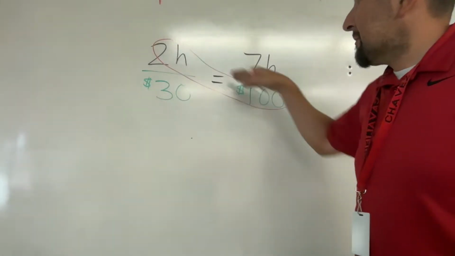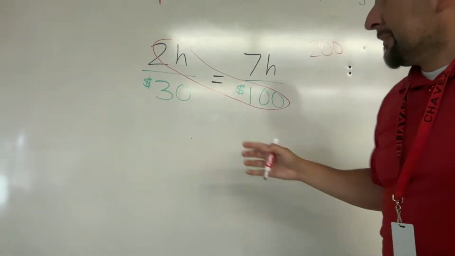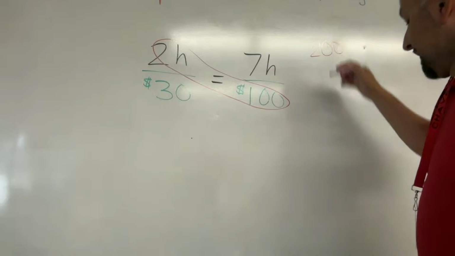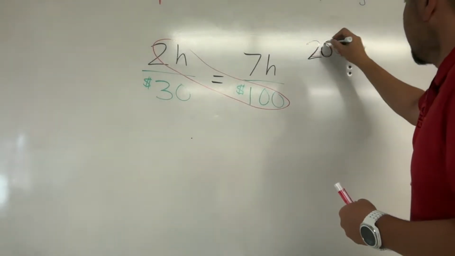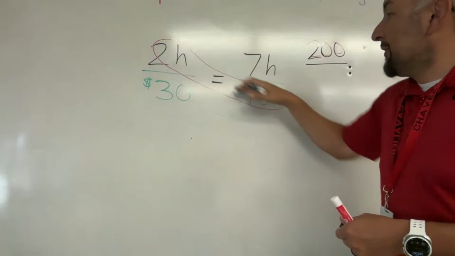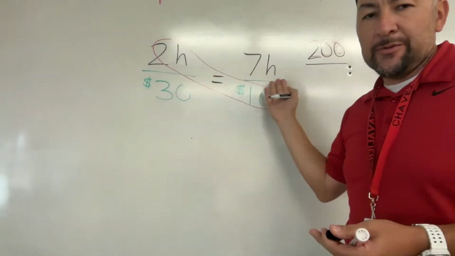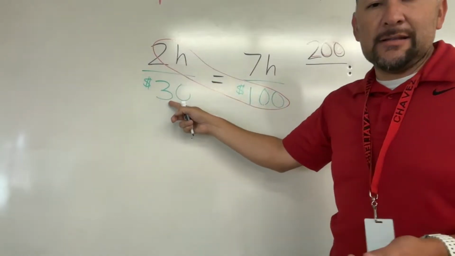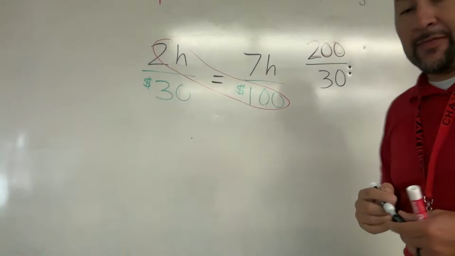So we're going to cross multiply. 2 times 100 is 200. And then we're going to take our answer of 200 and make that a little bit darker for you. We're going to take 200 and divide it by one of these numbers. Let's go ahead and cross multiply and then divide by this number. So we're going to divide that by 30.